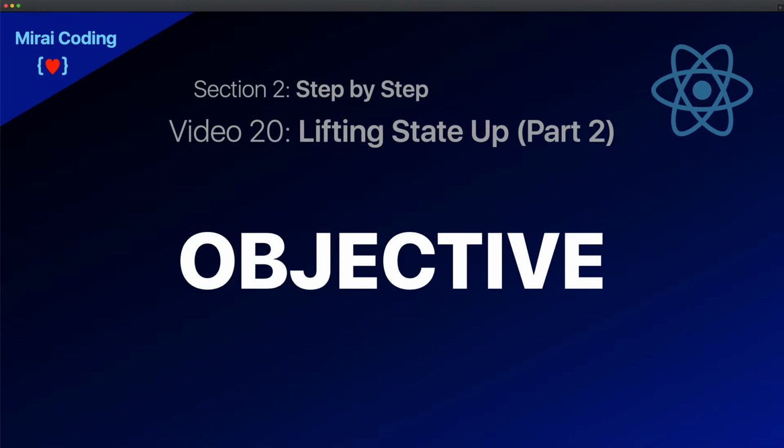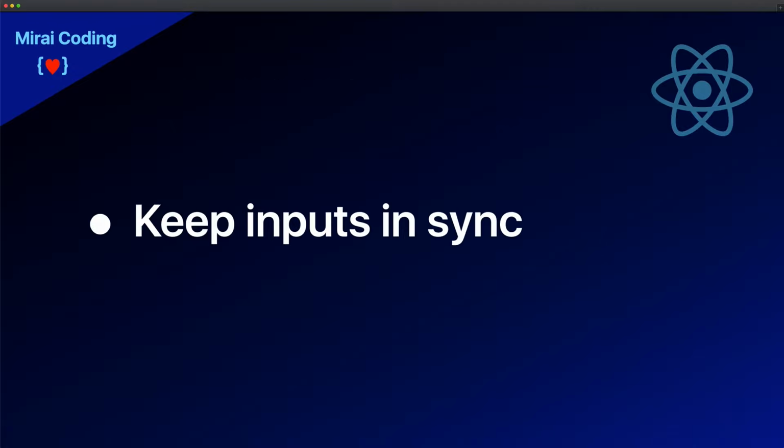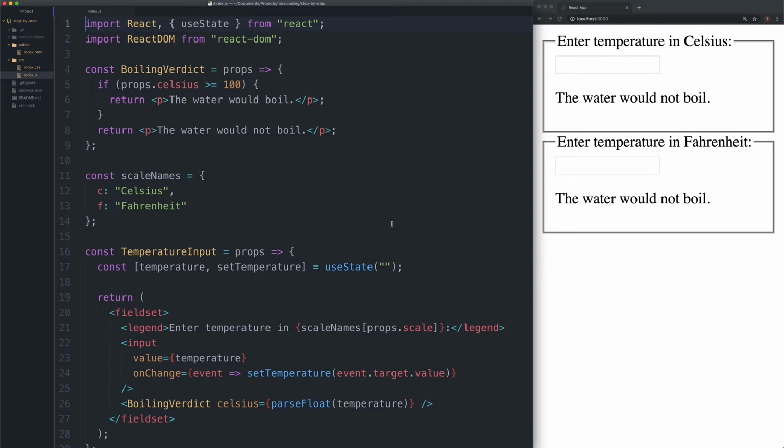Section 2. Video 20. Lifting state up Part 2. We have a single objective in this video. We will lift state up in order to keep the temperature values in our two inputs in sync with each other. We will write two functions to convert from Celsius to Fahrenheit and back.